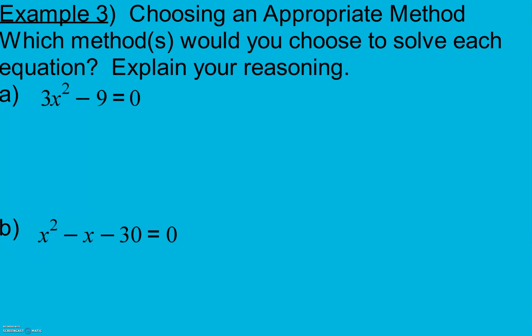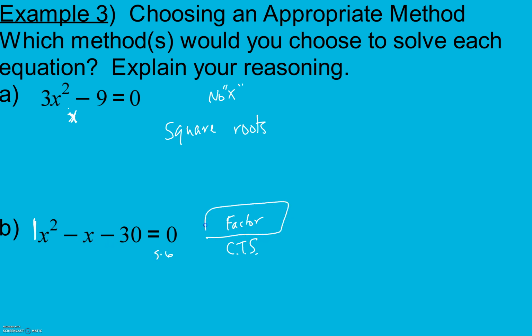So if there's no x squared or x term here, guys, okay, I have no x term, that means I'm going to use square roots to solve this. So when there's no x term, just an x squared, we use square roots. In B here, my coefficient is a 1, which means we're either going to try factoring or completing the square. We can multiply to 30 and subtract to 1 with 5 and 6. So here, we're going to use factoring. And that's anytime a is 1. So my coefficient on my x squared is 1. We're going to try factoring, and if not, we'll complete the square.